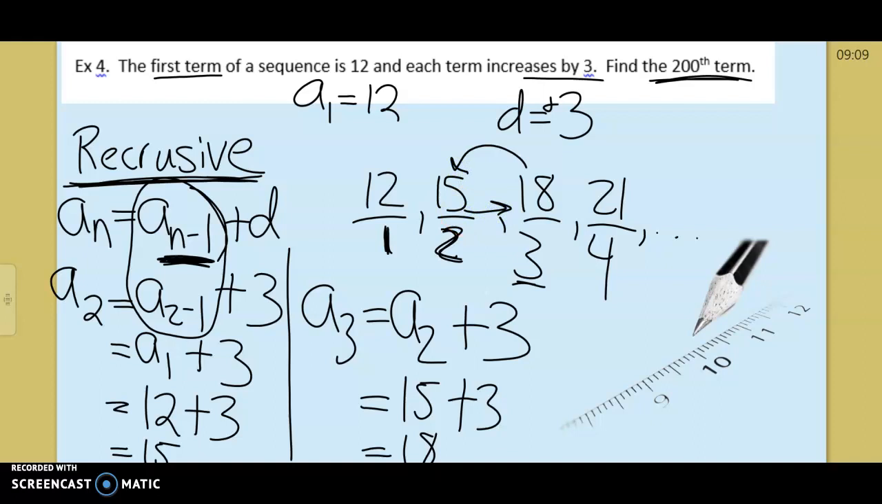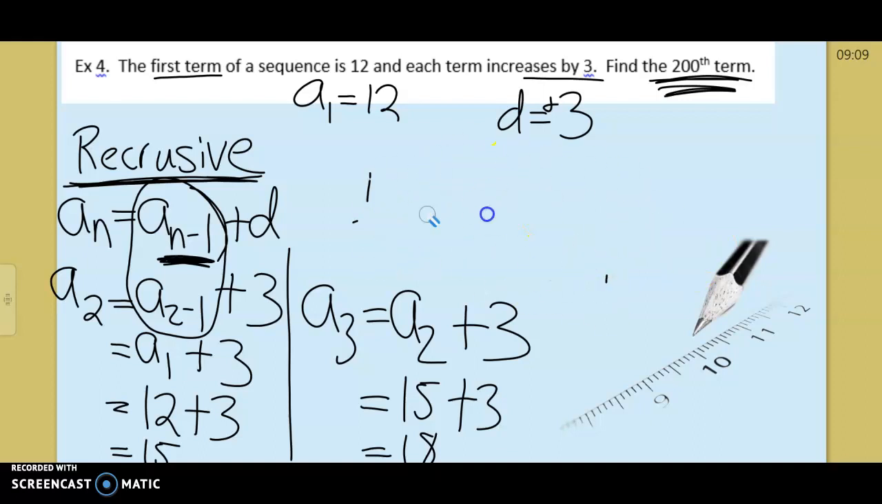Next term. So would this be a great process to use to get all the way to the 200th term? We're going to be here a long time, right? We're going to be a long time because every time I'm going to add 3 to the number before it. So that's not going to help us out that much. Let me get rid of this. This is not necessary. And let's go back to the explicit. This is going to zoom us right to the number we're looking for.